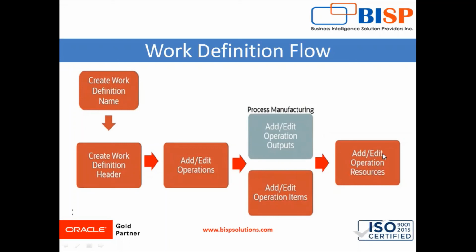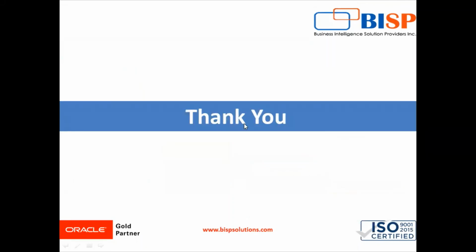Now in case of process manufacturing, we have to assign output to the operation, while in discrete manufacturing there is no output. That's why we don't have to follow that particular step in discrete manufacturing. But in case of process manufacturing, we must use the operation output in our work definition flow. So this is all about the work definition in Oracle Fusion Manufacturing Cloud.